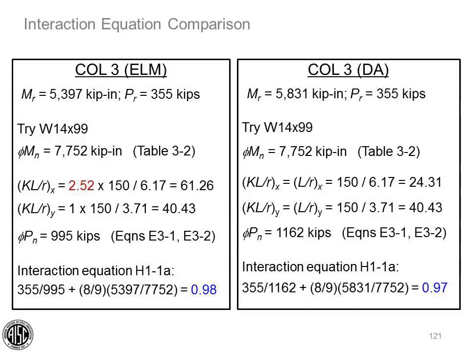We'll try the W14x99 column from our analysis. That column has a moment capacity, phi(Mn), equal to 7,752 kip inches using Table 3-2 or the equations in Chapter F. Next, we calculate the column axial capacity.